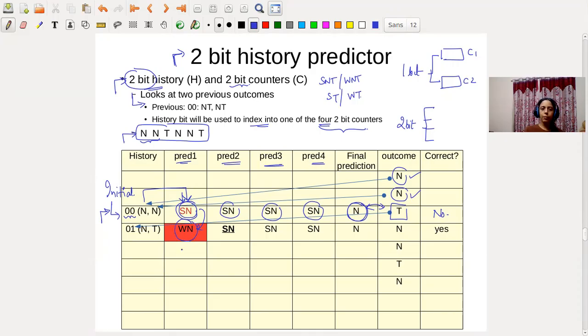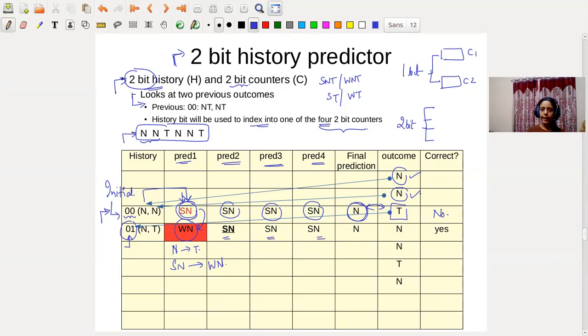So at this point, remember that if I had a 1-bit prediction, I would have changed the state from not taken to taken. Since this is a 2-bit prediction, I am changing it from strongly not taken to weakly not taken. Rest of the counters remain same, and I change the history bit from 0, 0 to 0, 1.